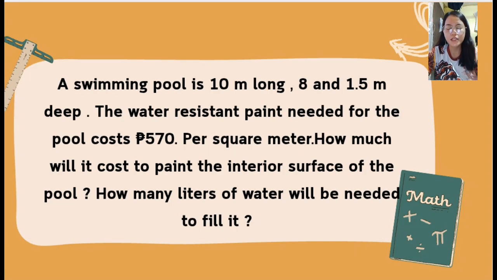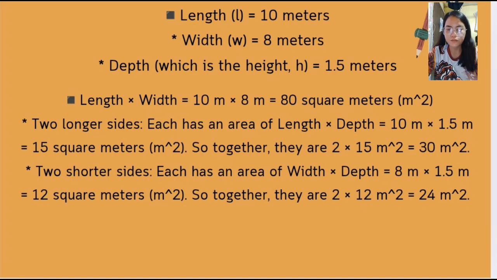Okay, let's proceed. A swimming pool is 10 meters long, 8 meters wide, and 1.5 meters deep. The water resistant paint needed for the pool costs 570 per square meter. How much will it cost to paint the interior surface of the pool? How many liters of water will be needed to fill it? So, how much will it cost to paint the interior surface of the pool? To figure this out, we need to find the total area of the inside surface of the pool.